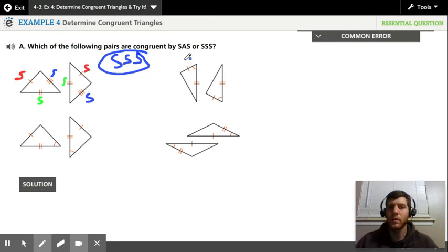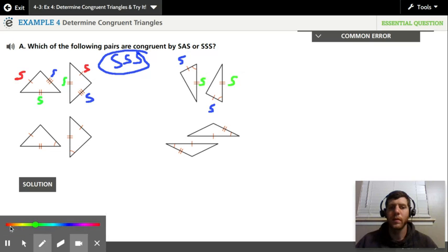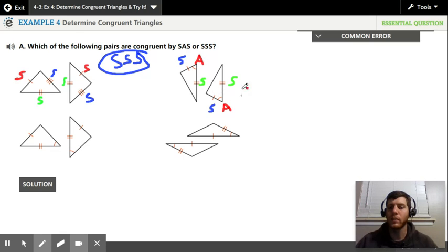Okay, over here, here's one pair of sides. Okay, and then we have a second pair of sides here. And then we have one pair of angles. Okay, so we have two pair of sides and one pair of angles. So the thing we want to make sure of is that the pair of angles is between the two pair of sides that are congruent.